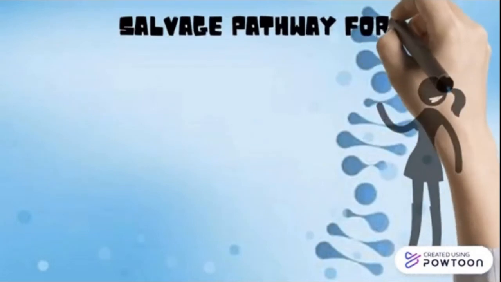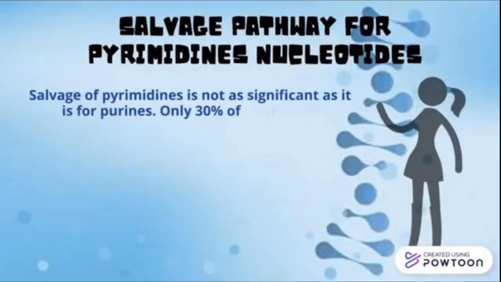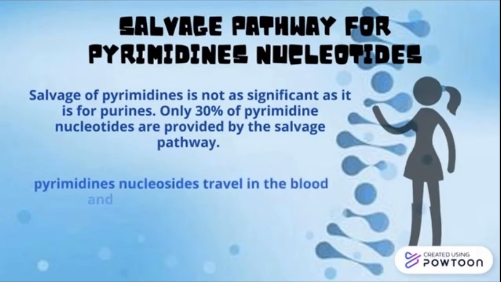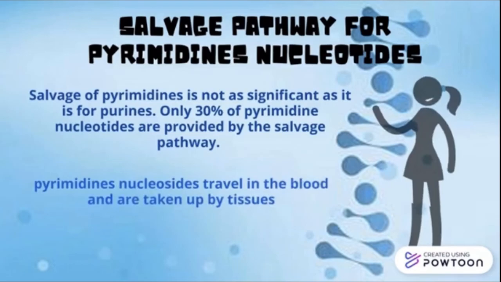Salvage pathway for pyrimidine nucleotides. Salvage of pyrimidines is not as significant as it is for purines. Only 30% of pyrimidine nucleotides are provided by the salvage pathway. Pyrimidine nucleosides travel in the blood and are taken up by the tissues.